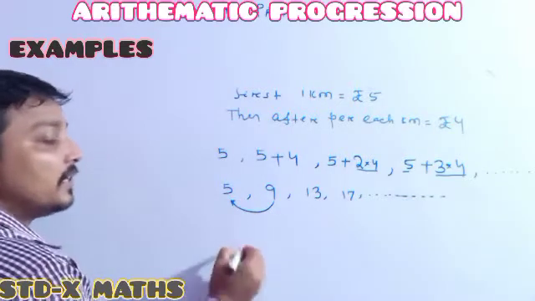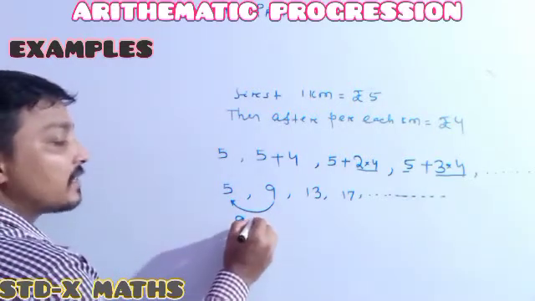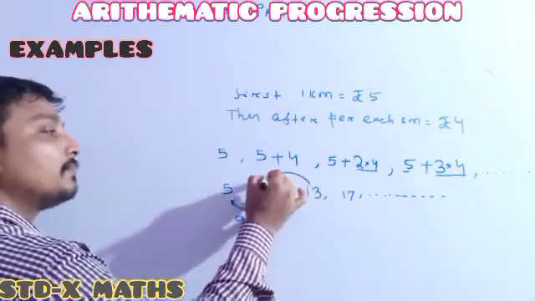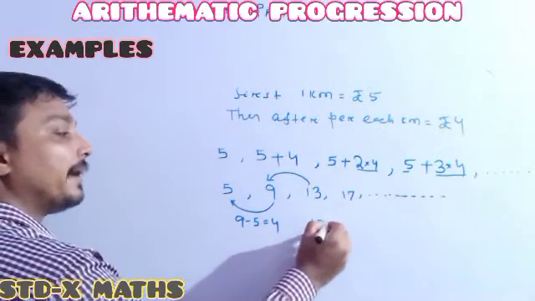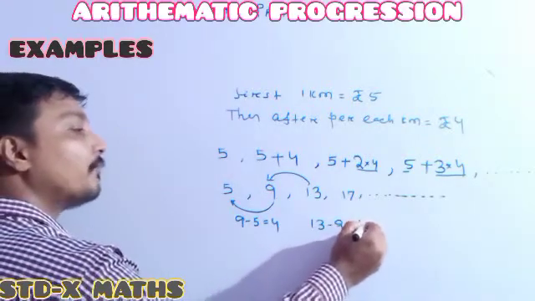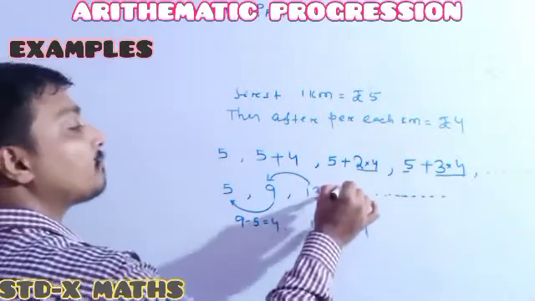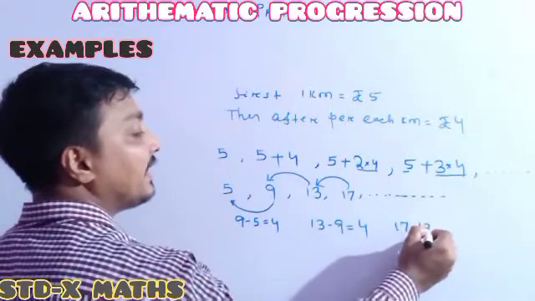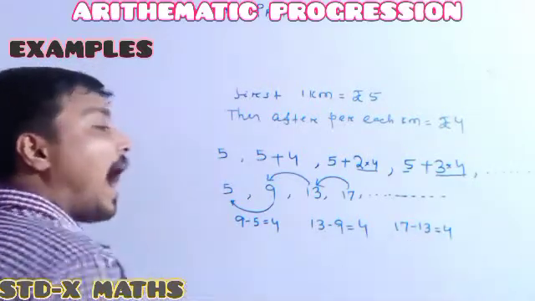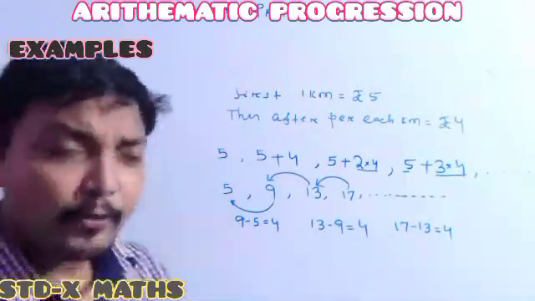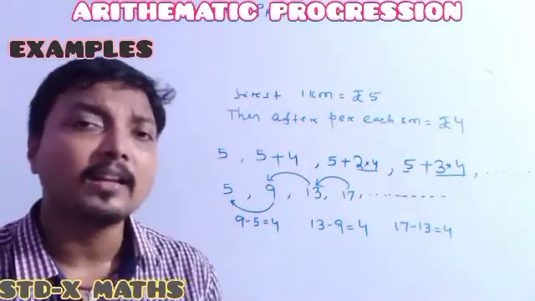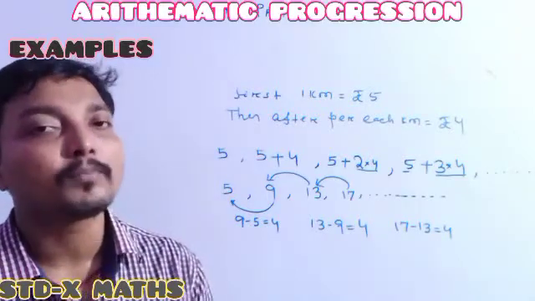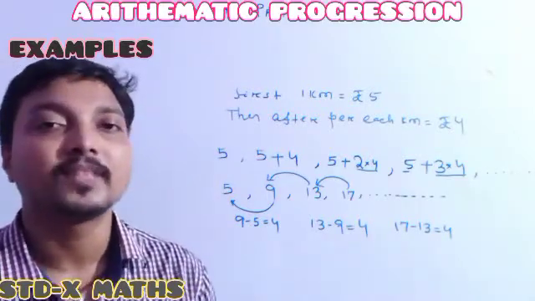See, first you have to find 9 minus 5, it is 4. Then second, you have to check 13 minus 9, it is also 4. Then after, you have to check 17 minus 13, it means 17 minus 13 is also 4. As we are getting the difference 4 everywhere, this sequence is in AP.